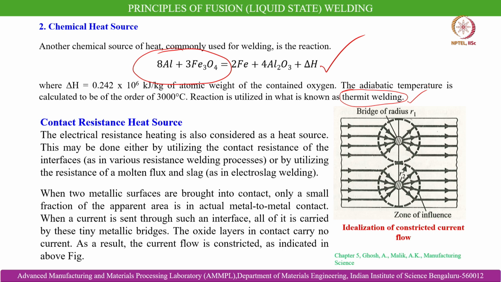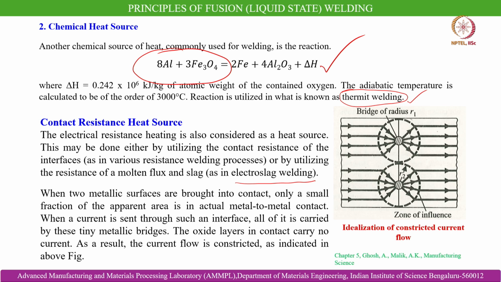So, we will move to the contact resistance heat source. Again, this is an electrical heat source like in case of arc welding. However, the nature is different. Here the electrical resistance heating is considered as a heat source. This may be done either by utilizing the contact resistance of the interfaces or by utilizing the resistance of a molten flux and slag, that is called electro slag welding. So, let us focus our attention on the contact resistance based heating.